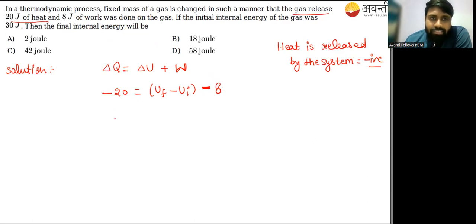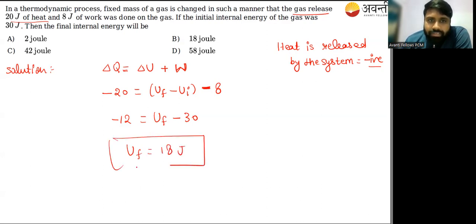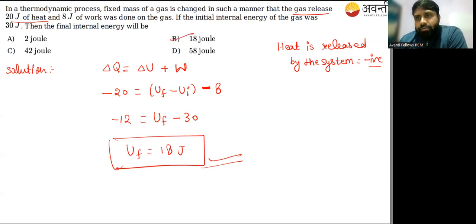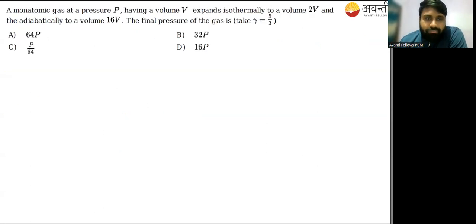You can take this minus 8 here, so it will become minus 12. U final minus U initial, with U initial being 30 joule, so U final you have as 18 joule. So finally the internal energy will become 18 joule. Okay. Now move on to the next one.